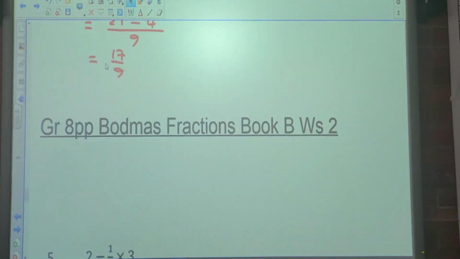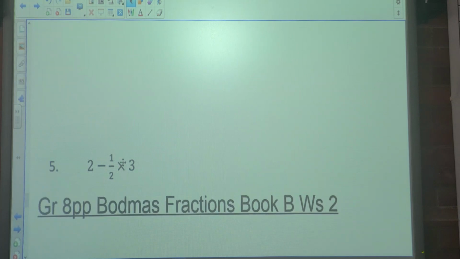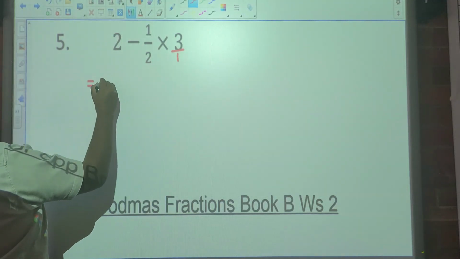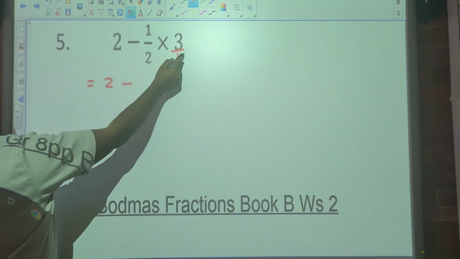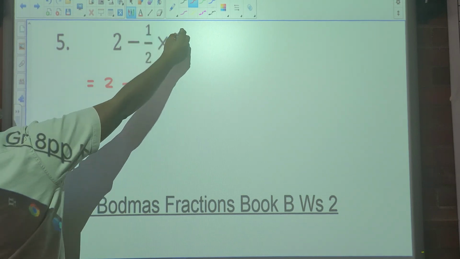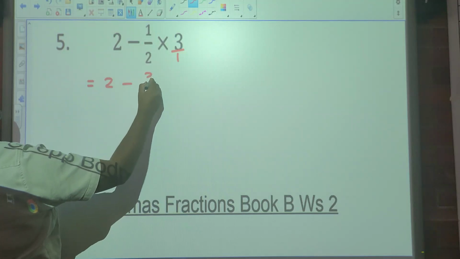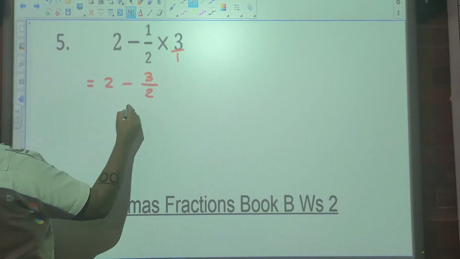Now, am I moving too fast? No, okay. Number 5, we've got subtraction and multiplication. What must be done first here? Multiplication. So that's naturally over 1. So it's 2 minus. Can anything cancel here? No? 2 and 3? No. So 1 multiplied by 3 is 3 over 2.